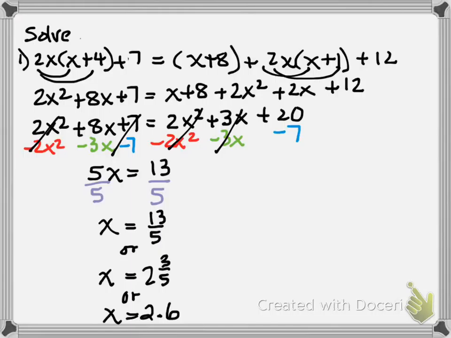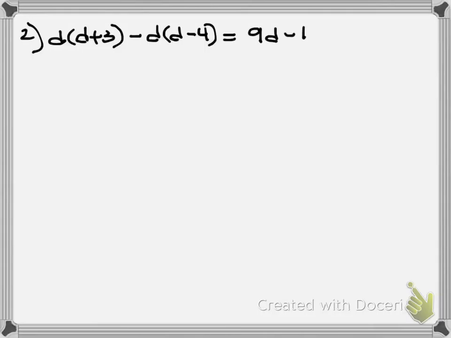All right, one more challenge. Here we go. This one's not as bad. D times the quantity D plus 3, that minus D times the quantity D minus 4 equals 9D minus 16. Okay? All right. Solve that one.